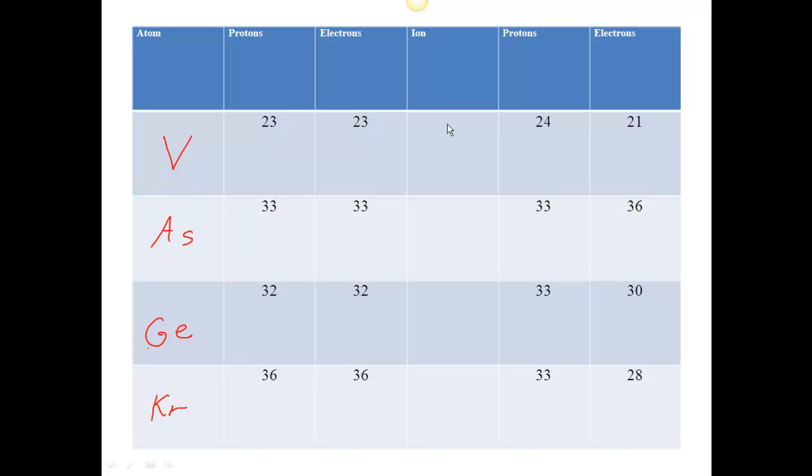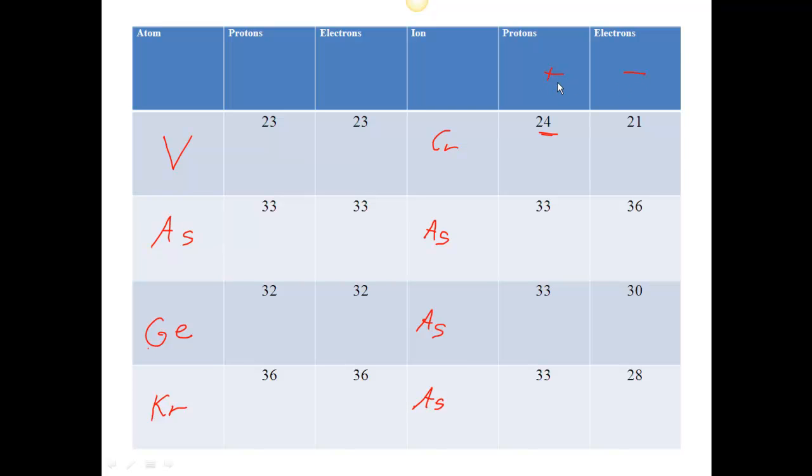Now notice over here that I was not so kind. 24 is different than 23, so let's look at 24. 24 is chromium. And 33, all of our 33s are arsenic. Right, so I have to be kind of conscious about that. I have to make sure I don't mess you up here.